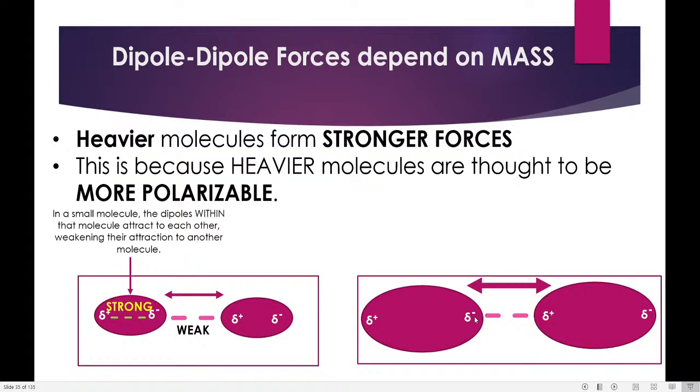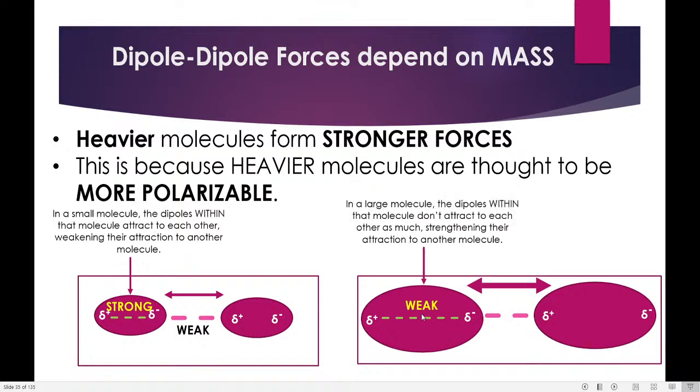All right, this negative is attracting to this positive in the other molecule. However, we can imagine that it's probably attracting to its own positive also. So there's some attractive force here, but see how far apart they are? Because this molecule is big, that attraction right there is relatively weak. And so it doesn't affect this negative as much, and that makes the negative able to attract the other molecule with more force. It's stronger.